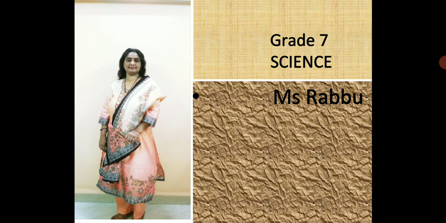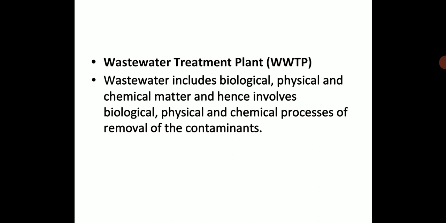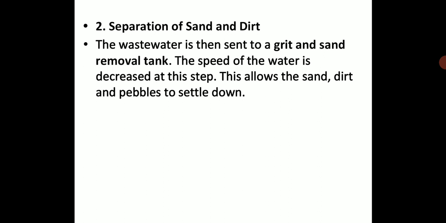So, we are going to continue with the chapter Wastewater Story Part 3, Chapter 18. What are we going to do? Let us see. We were talking about the wastewater treatment plant, a treatment plant where you have a stepwise procedure to treat wastewater before you actually dispose it into huge water bodies. We have seen this in the previous session, WWTP, and you have seen the bar screen, which is used to separate large objects and small objects from the water.